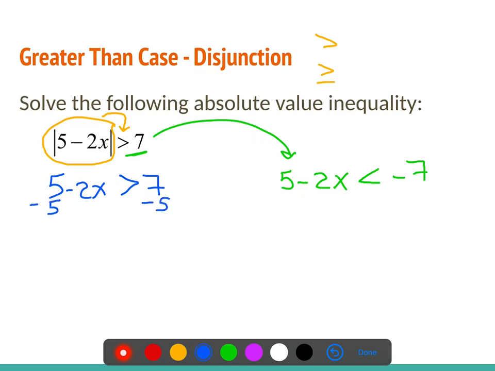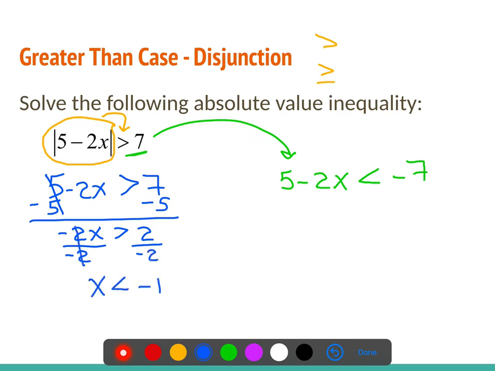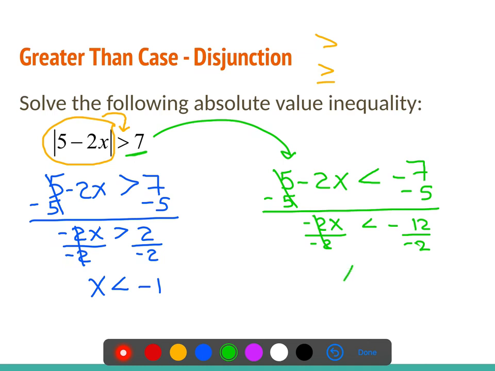So I'm going to subtract 5 on both sides. Divide by negative 2. Oh, remember when you divide by a negative, you flip the inequality sign. Minus 5 on both sides. And remember when you divide by a negative, you flip the inequality sign.